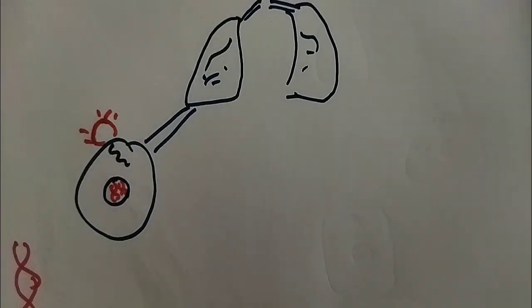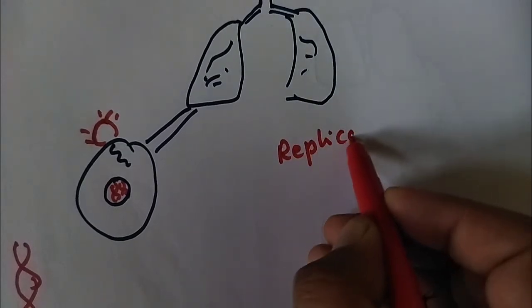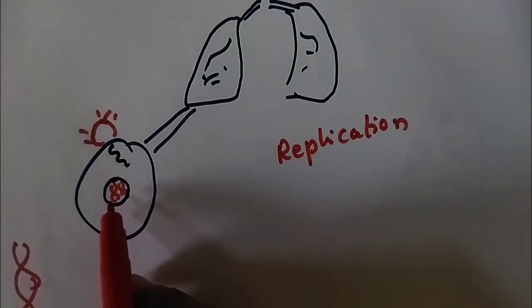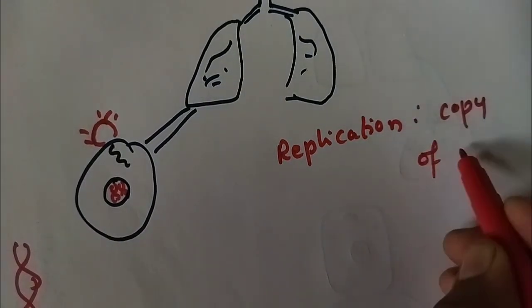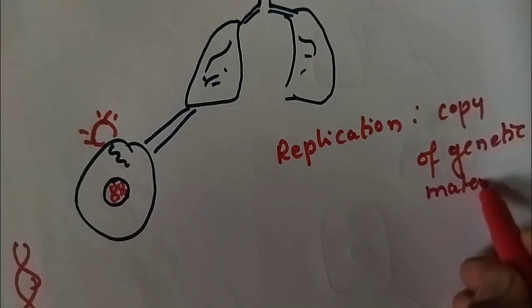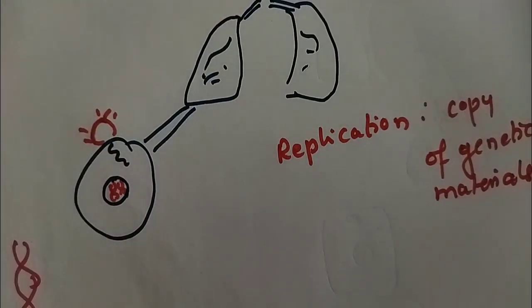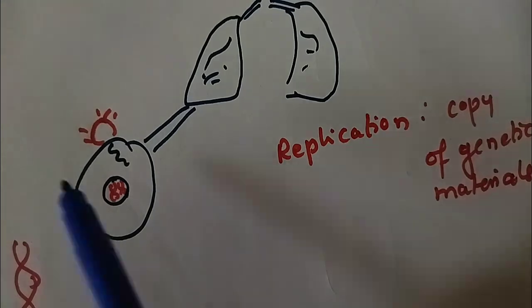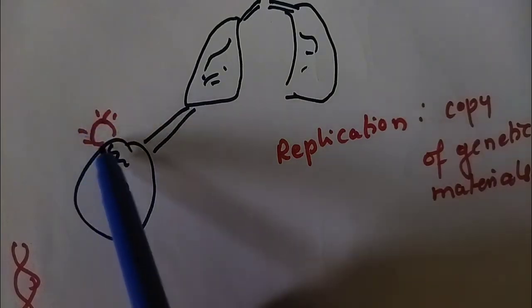So children, next what will happen? These viruses will not have their own mechanism to replicate. What is replication here? Replication is a mechanism where many copies of RNA or DNA are made. Copy of genetic material. Genetic material is made and many cells are formed. So these viruses will not have their own mechanism, since viruses will not have a nucleus. Viruses will not have ribosomes to make the protein coat.